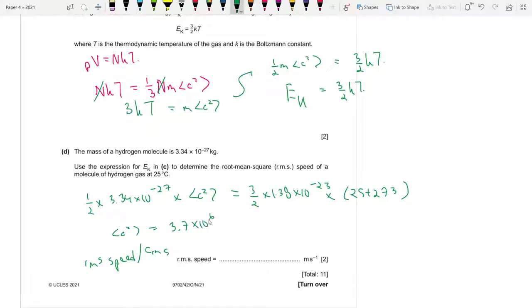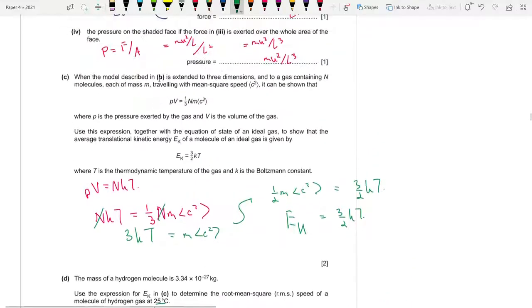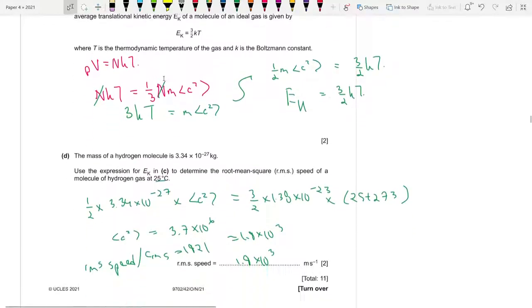After you root over this answer, you're going to get a value of 1921, which is rounded off to 1.9 into 10 power 3. We need to give our answer to two significant figures since our data has a minimum of 2 SF. Okay, that's the logic. 2 is almost always fine.